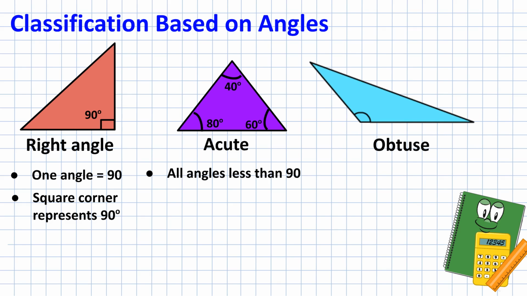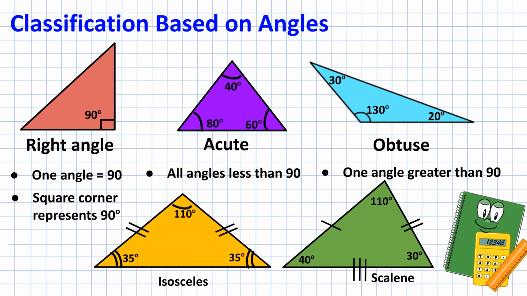Finally, an obtuse triangle has exactly 1 angle greater than 90 degrees. If a triangle has angles of 130, 30, and 20 degrees, it is an obtuse triangle because 1 angle is larger than 90 degrees. A scalene or isosceles triangle can be obtuse, provided one of the angles exceeds 90 degrees.